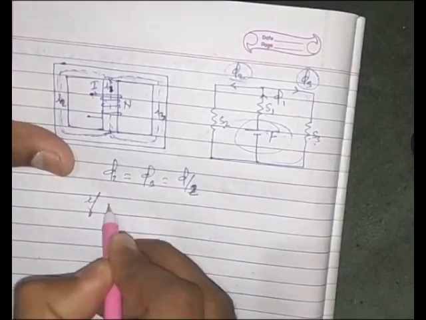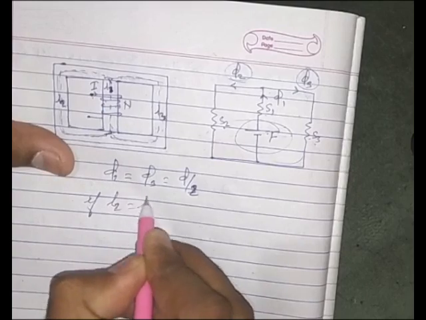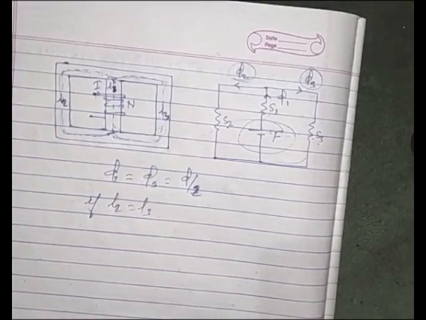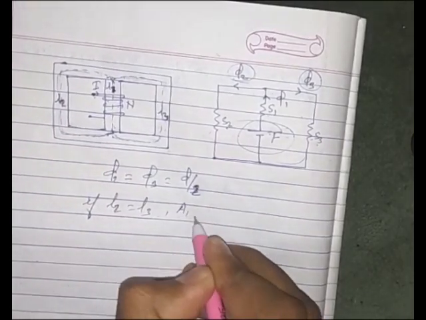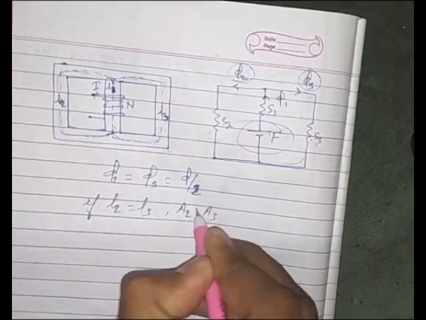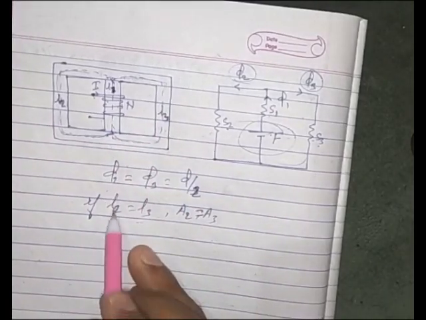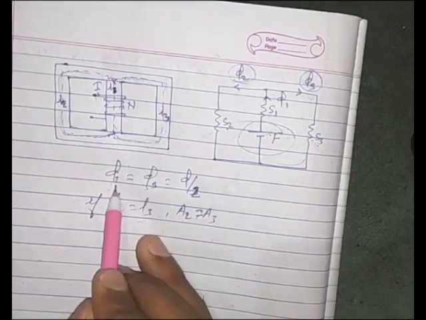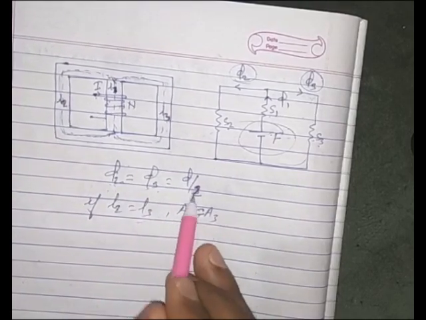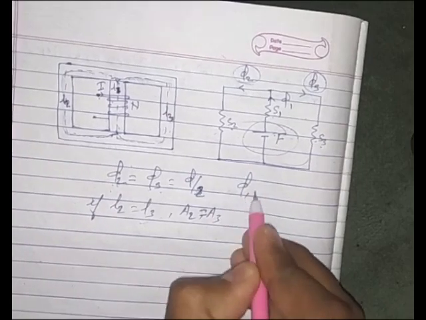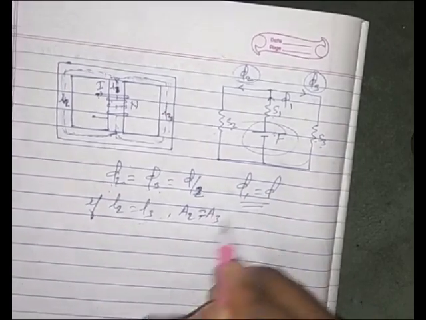If L2 is equal to L3, and also A2 is equal to A3, that is, if the area of cross section and the length are the same, then we can say that phi 2 is equal to phi 3, which is equal to half of the flux, where phi 1 is taken as phi.